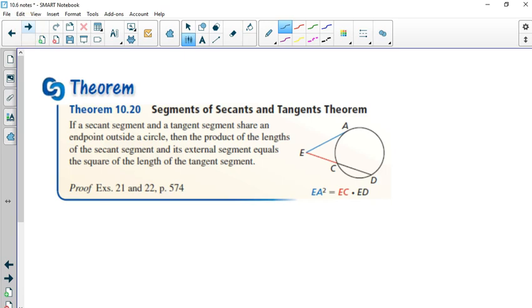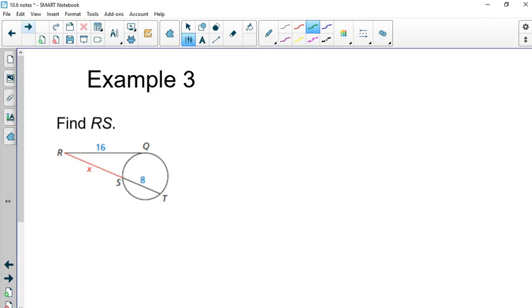Okay, new theorem. Segments of secants and tangent theorem. If a secant segment and a tangent segment share an endpoint outside the circle, then the product of the lengths of the secant segment and its external, which we just did, equals the square of the length of the tangent. So similar to what we just did, EC times ED equals EA squared. So similar concept, okay? So in this case, the tangent, we're just going to square.